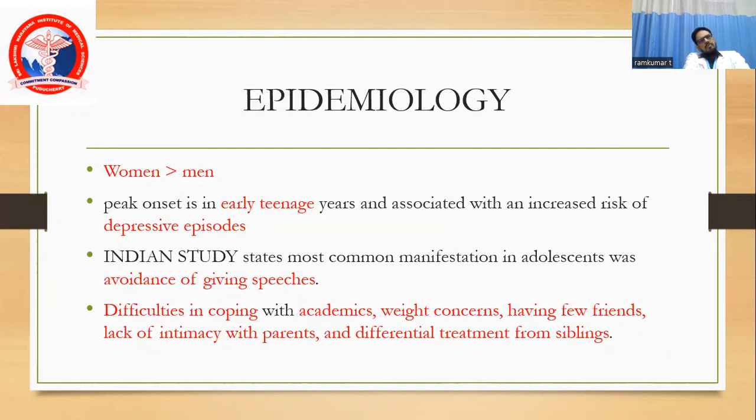Epidemiology. More prevalent among women than men. Peak onset is in the early teenage years and is associated with an increased risk of depressive episodes. An Indian study states the most common manifestations in adolescents are avoidance of giving speeches, difficulties in coping with academics, weight concerns, having few friends, lack of intimacy with parents, and differential treatment from siblings.